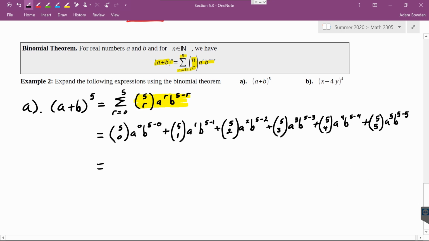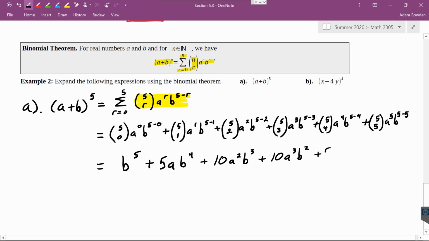Okay, and so we just have to do the calculations here. 5 choose 0 is 1, and a to the 0 is 1. So the first term is just going to be b to the 5th. 5 choose 1 is 5. So we're going to have 5ab to the fourth. And then 5 choose 2 is 10. So it'd be 10a squared b to the third. 5 choose 3 is 10. And so that'd be 10a cubed b squared.